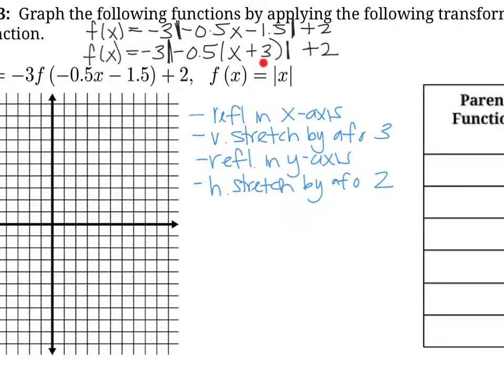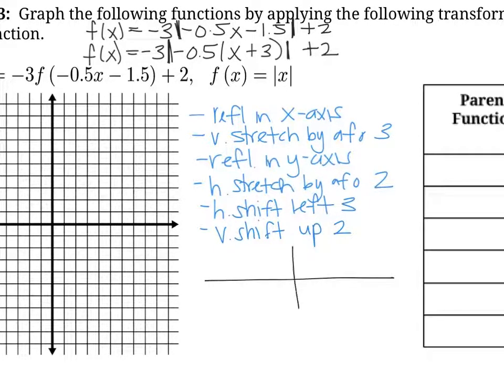So now we've got this one. We have a 3 being added to our x coordinate. We really know it's being subtracted. So we have a horizontal shift left 3. And we have a vertical shift up 2. Now let's quickly make our t-table to keep track of what we're going to do to our x-coordinate and our y-coordinate.